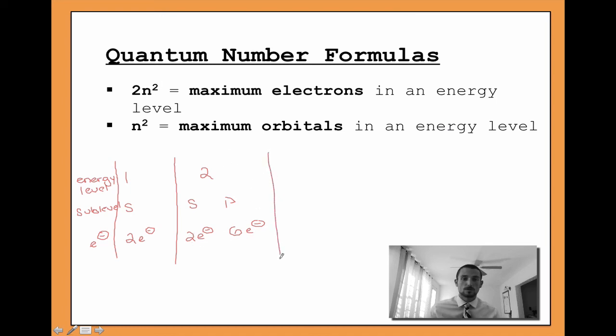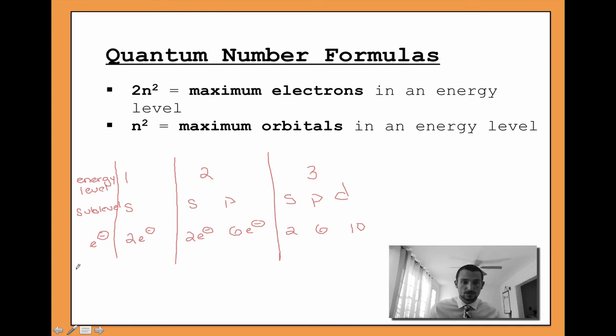We'll go one more energy level further. The third energy level has S, P, D sublevels. We hold 2, 6, and 10 total electrons. So again, 3 squared is 9, times 2 is 18. 2 plus 6 is 8, plus 10 is 18. So these formulas help to simplify working all of these out.